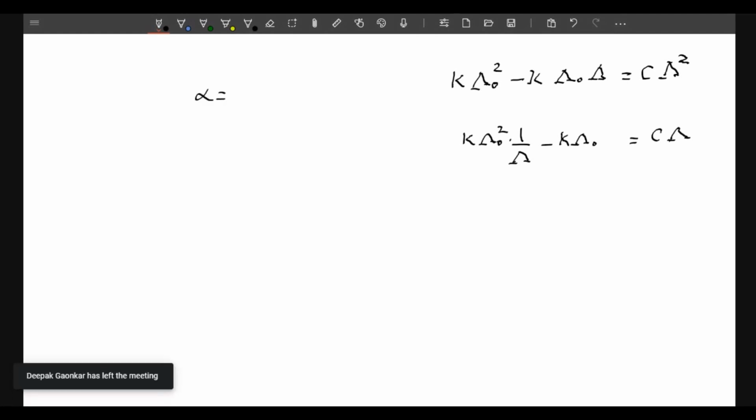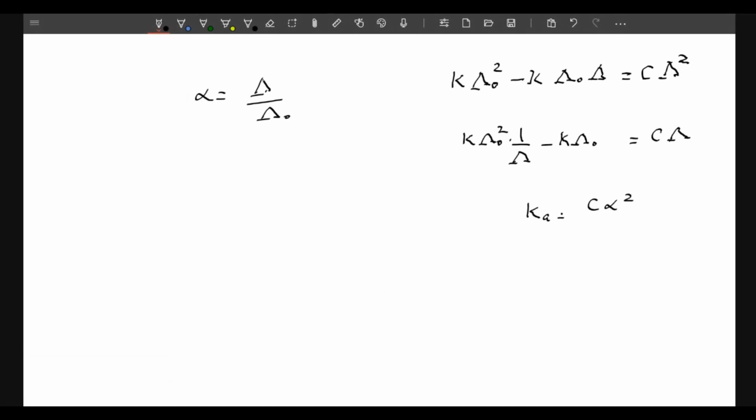Alpha is equal to lambda by lambda naught. Yeah. Alpha, yeah, Ka is equal to C square, C alpha square by 1 minus alpha.